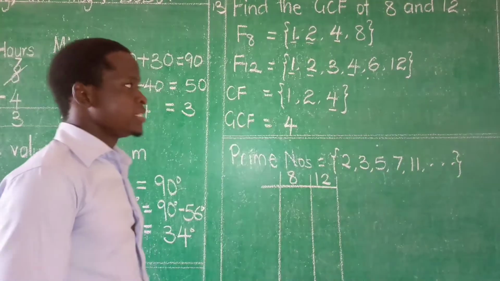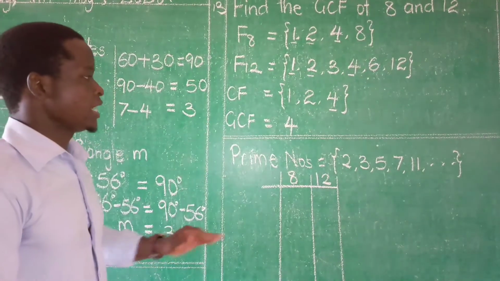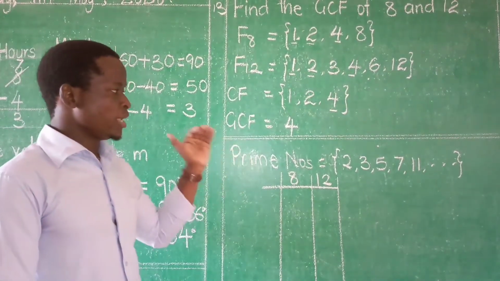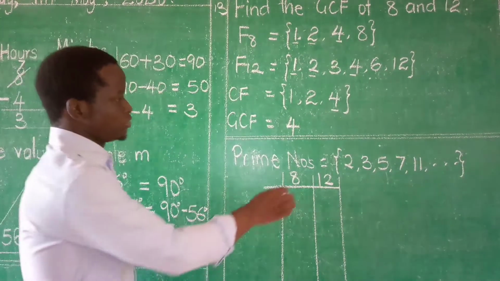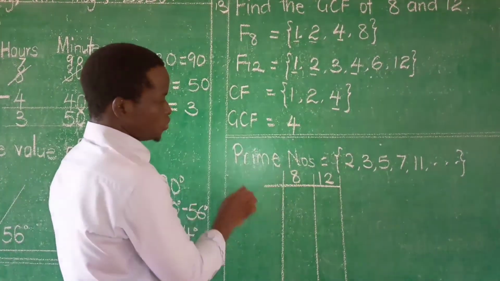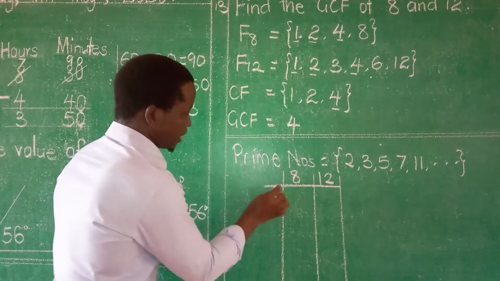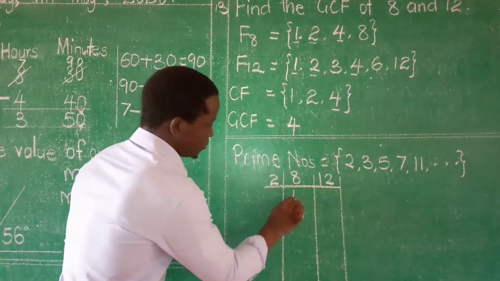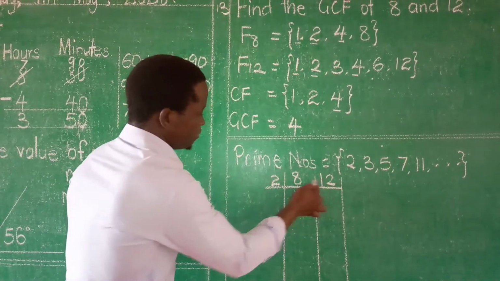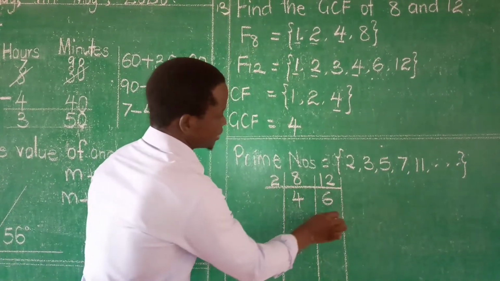But remember, since I'm looking for the greatest common factor, I only use common factors. Only those that can divide both numbers. And to start with is 2. 2 can divide both 8 and 12. So I divide here by 2. 8 divided by 2, we get 4. 12 divided by 2, we get 6.